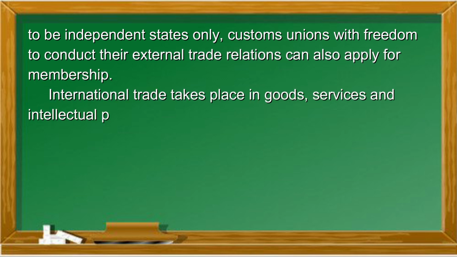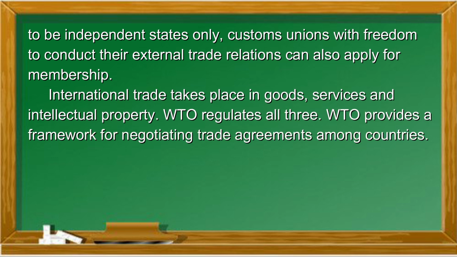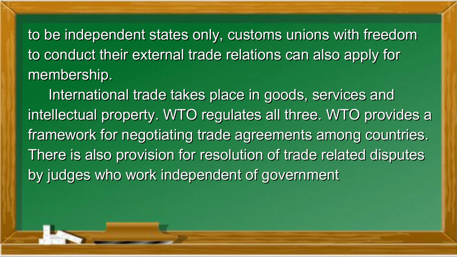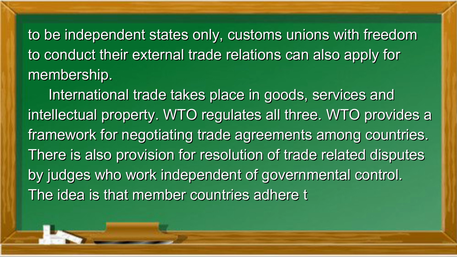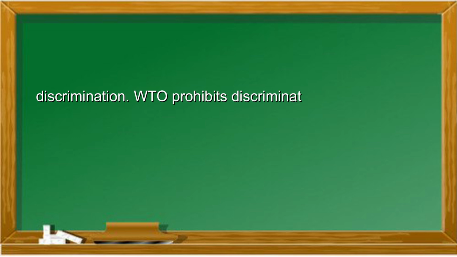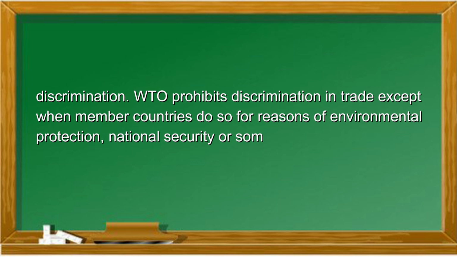International trade takes place in goods, services and intellectual property. WTO regulates all three. WTO provides a framework for negotiating trade agreements among countries. There is also provision for resolution of trade-related disputes by judges who work independent of governmental control. The idea is that member countries adhere to the trade agreements and let international trade remain free of discrimination. WTO prohibits discrimination in trade except when member countries do so for reasons of environmental protection, national security or some other weighty reason.